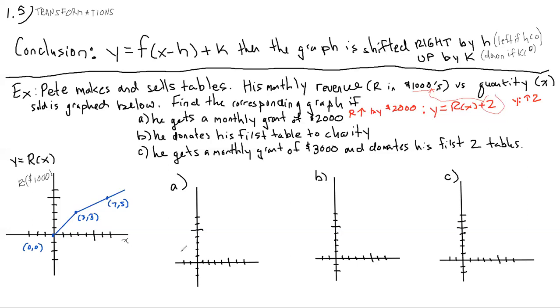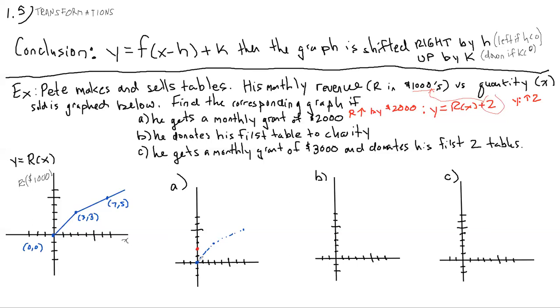And so what I'm going to do is take all of those points and move them. Well, I'll draw these key points. That would be 3 and 3, and then 7 and 5 is about here. So that dotted blue line that I'm drawing is the initial graph. And so what I'm going to do is move all those key points up by 2.